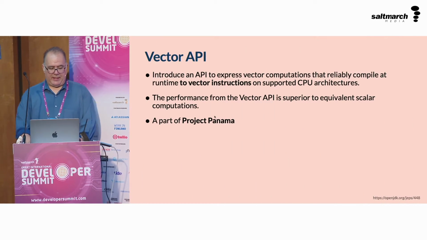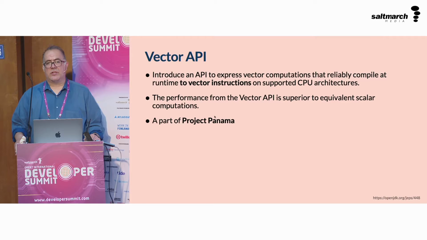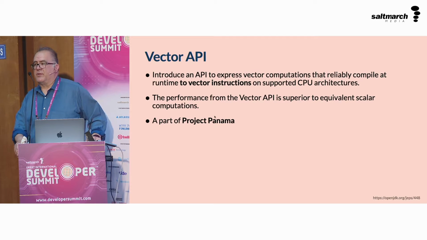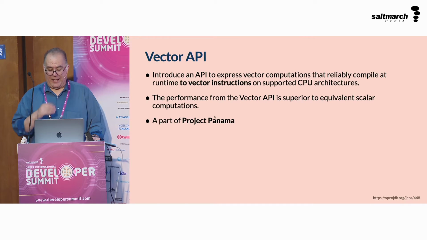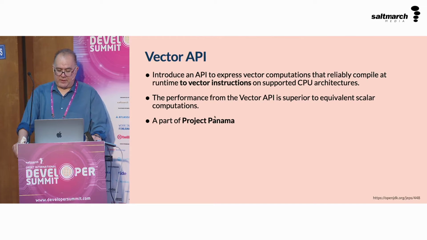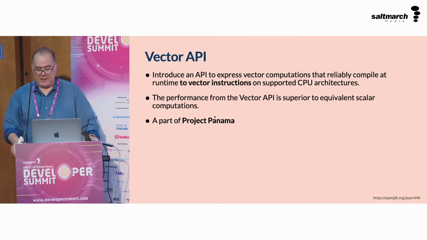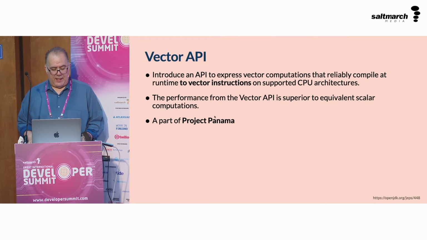So let's talk about the Vector API. This is going to be an API used to express vector computations. And for anyone who's old enough to remember, there used to be a collection in the JDK called Vector. That's not what this is. This is something else. This allows us to do vector instructions on supported CPU architectures. So the performance from this is going to be very fast, and that's the thing that we get from this. And this is part of Project Panama.